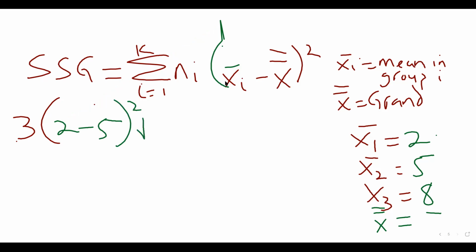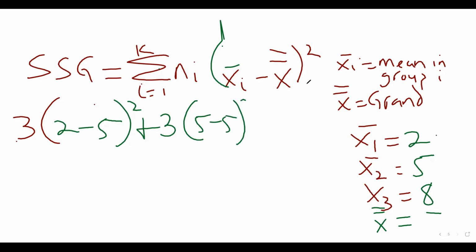Then you do plus. That is why this big summation sign is there. Then you come to the second group. The sample size is what? 3. Into bracket the mean in that group, and the mean in that group is what? 5. The mean in that group is 5 minus the grand mean. The grand mean is what? Is 5.